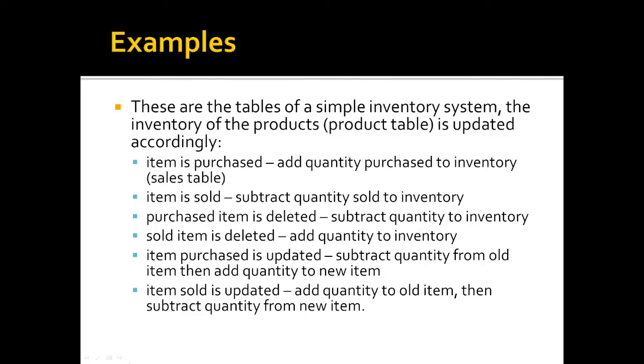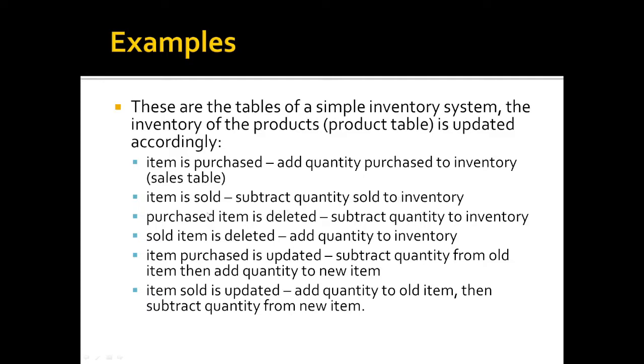No, this is not the sales table. This is the product table. Sorry for that. So we add quantity purchased to the inventory, which is actually from the product table. When the item is sold, we subtract quantity sold from the inventory. So this should be from the inventory.